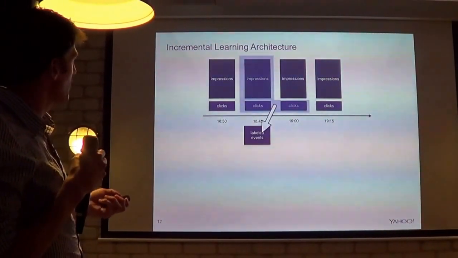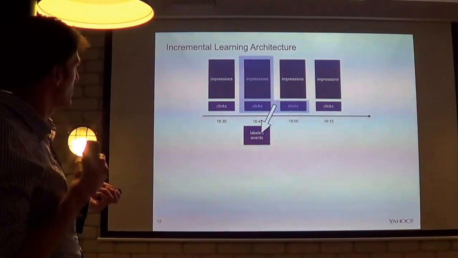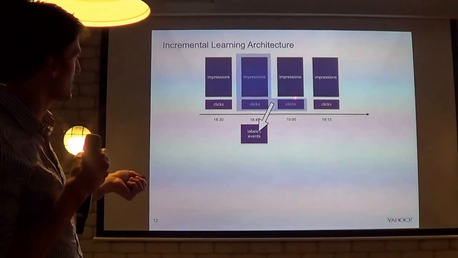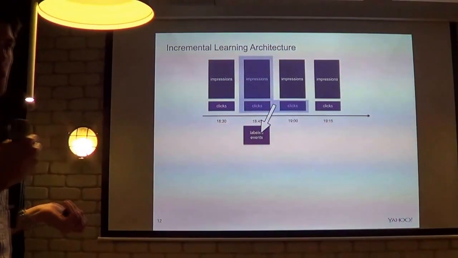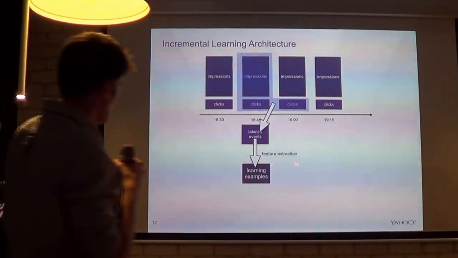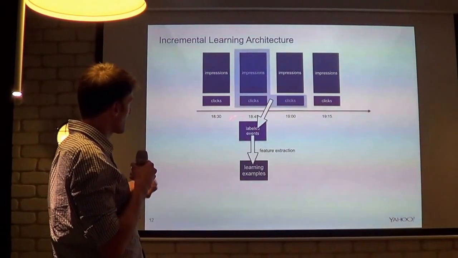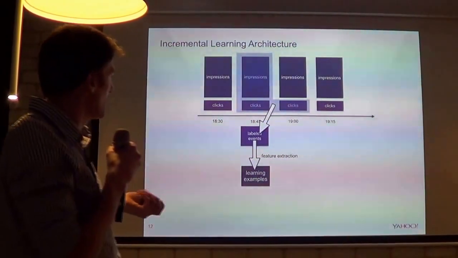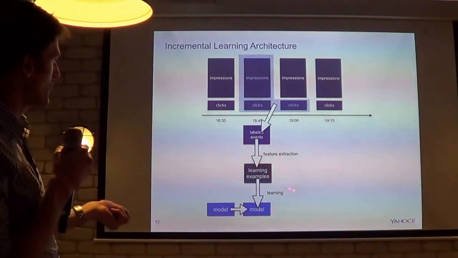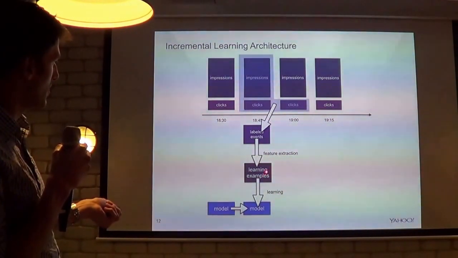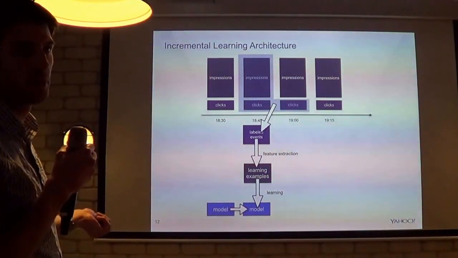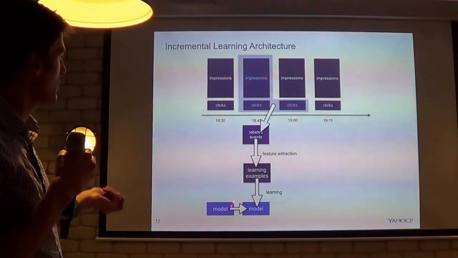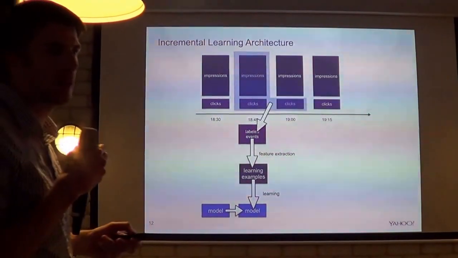Okay, so now how would you go about incrementally learning a model? I explained already you have, in a time interval, impressions and clicks. We take the clicks also from the next interval to create labeled events. And now we can do some machine learning on top of that. From these labeled events, you would extract some features and then get what I would call learning examples. The actual learning would happen on these examples together with the old model. So every 15 minutes, in this case, you train a model by updating the previous model with the latest data.